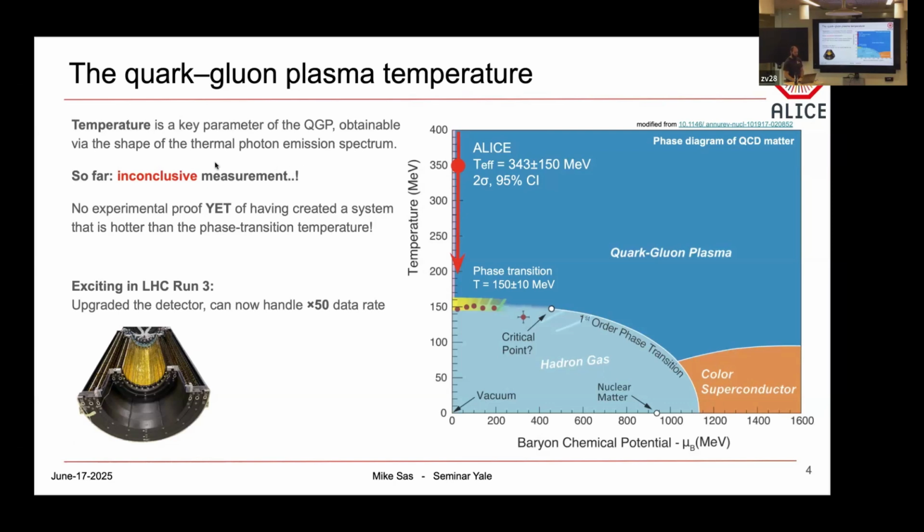And I would like to convince you of something, namely that so far it's still very inconclusive what the temperature of the QGP is. And on the right, there is the famous phase diagram with the baryochemical potential on the x-axis and the temperature on the y-axis. And the current best measurement of ALICE, which happens at mu_B = 0, right? And we have the phase transition of lattice QCD at about 150 MeV. And I've written here actually in 2 sigma, the measurement of ALICE.